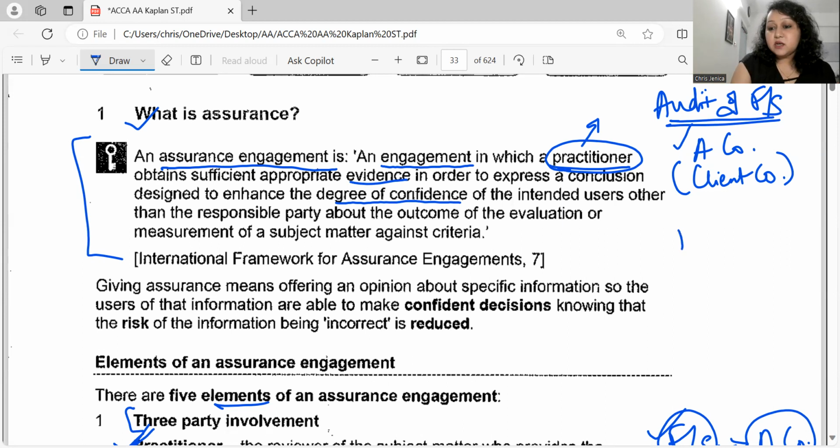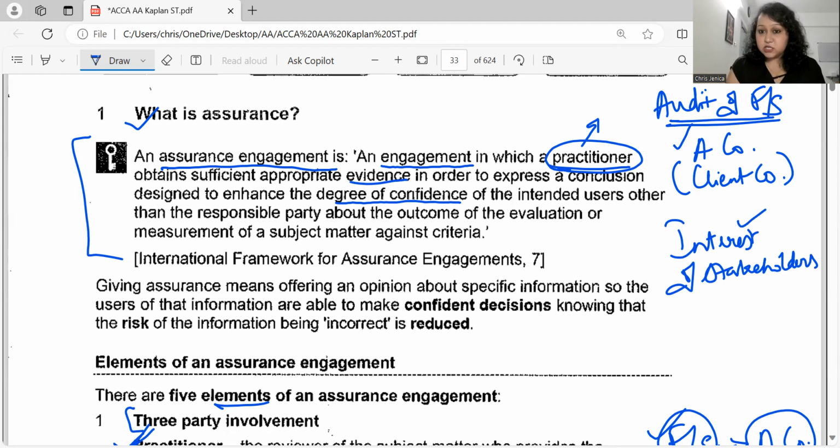That is to protect the interest of the stakeholders, right? So these are the people, the intended users, who are going to use the financial statements in order to come out with certain economic decisions. So they have to get the appropriate confidence in order to make certain decisions.